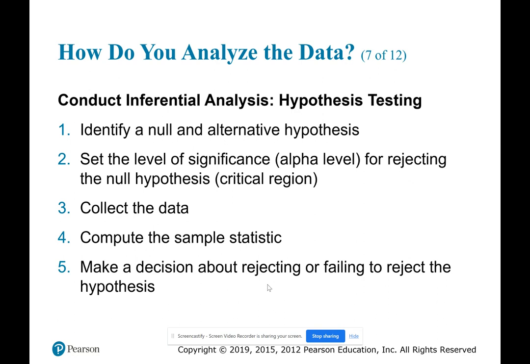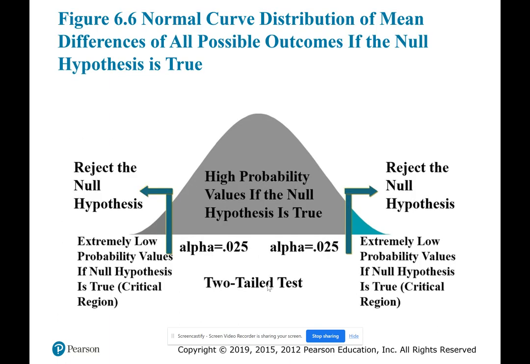So there are 5 steps to hypothesis testing. Number 1, you want to identify your null and alternative hypothesis. Number 2, set the level of significance or the alpha level for rejecting the null hypothesis. 3, collect your data. 4, compute the sample statistics. 5, make a decision if you're going to reject or fail to reject the null hypothesis. And we'll go over some examples of this.